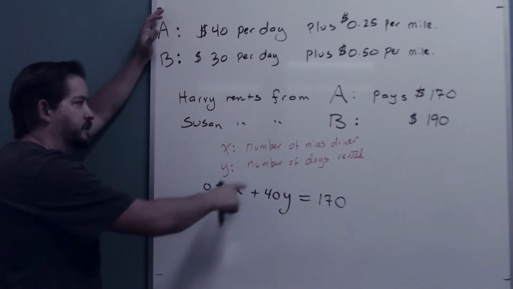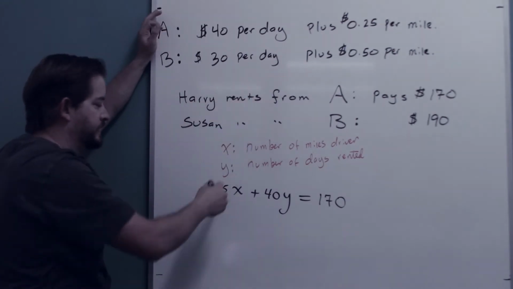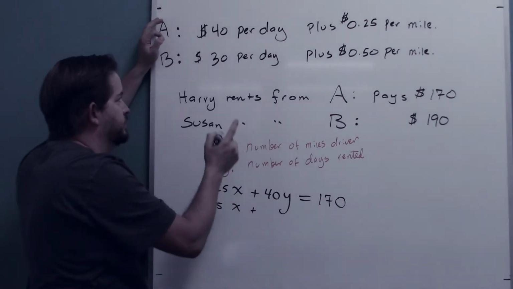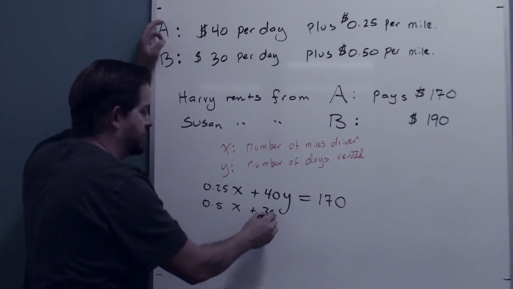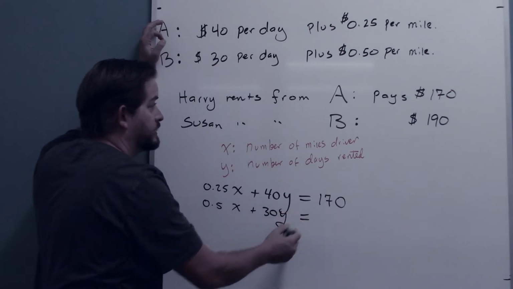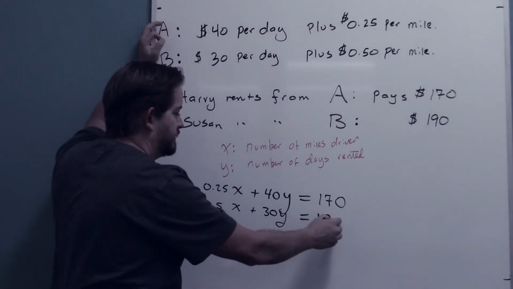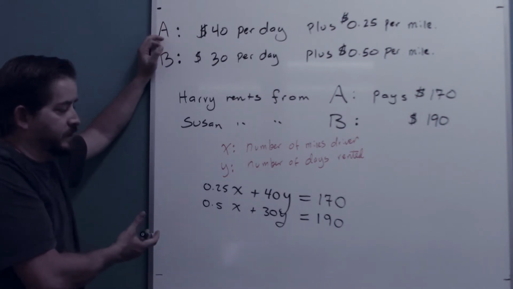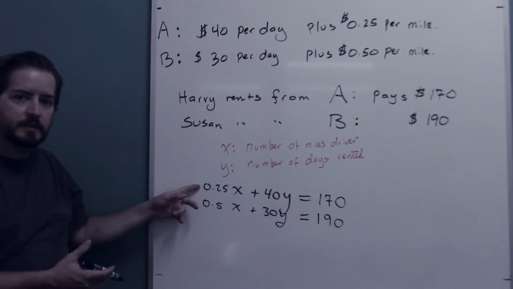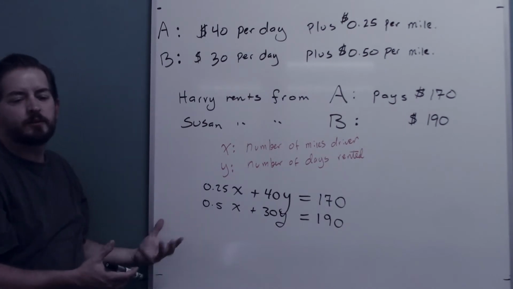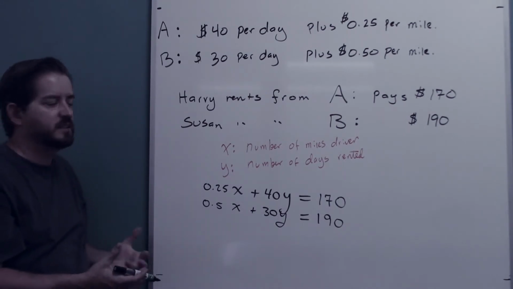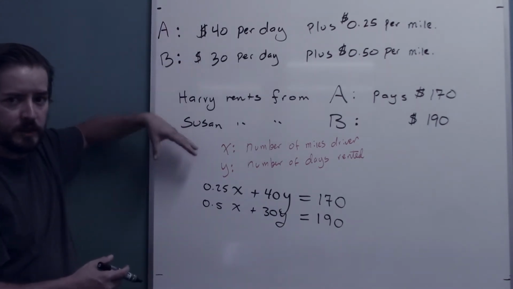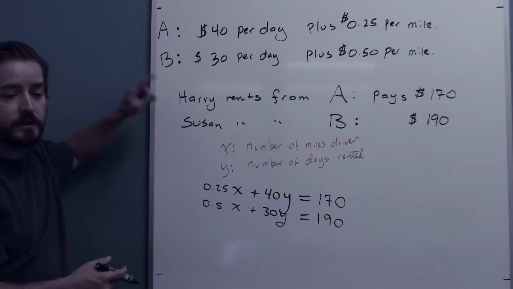Likewise, Susan has an equation. She is paying 50 cents per mile, so that's 0.5 times X, plus she's doing $30 per day, so 30Y. And she paid $190. Now, this doesn't look terrible. I've got these decimals that people may not like a lot, but it's not too bad. I'm going to take this and throw it up to the top so that I can manipulate it a little bit. So if you need to write any of this down, do it, because here it goes.